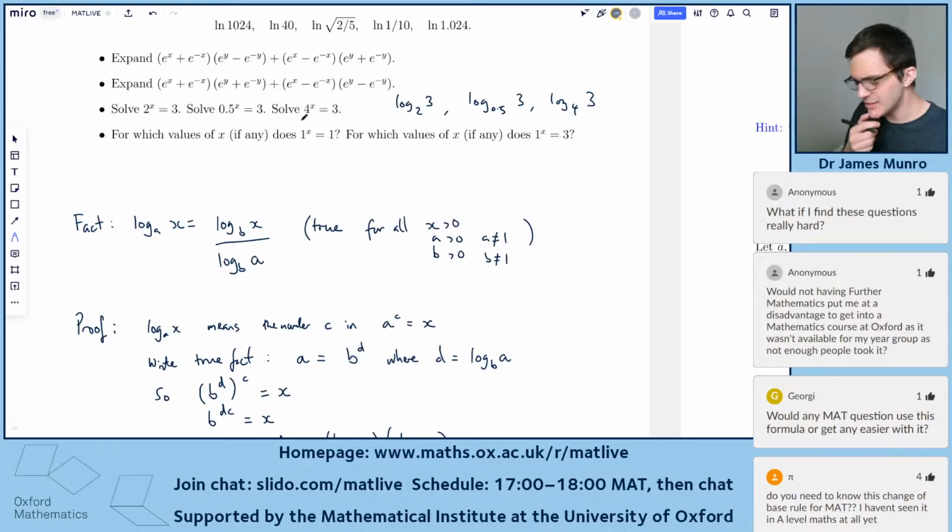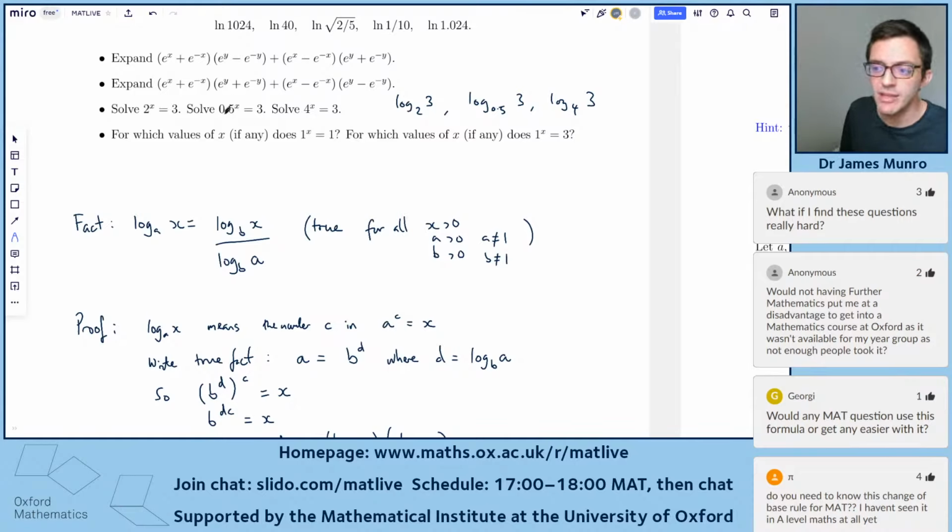The reason I put them on the warm-up was partly so that you can practice just writing down some logarithms to solve some equations. But I thought maybe you might think about the ways these things are related to each other. So for example, you might think, well, 2, 0.5 and 4 are related to each other. Can I exploit that? Can I do a little bit of algebra to try and exploit what's going on there?